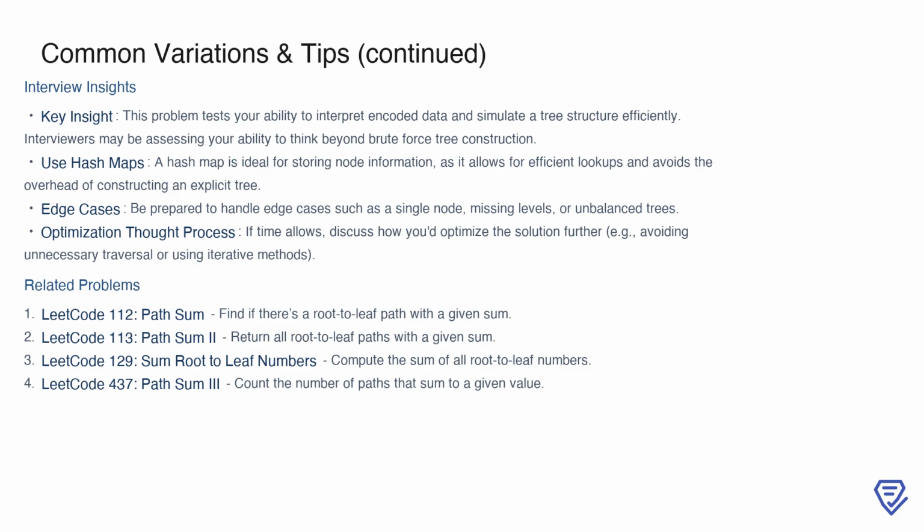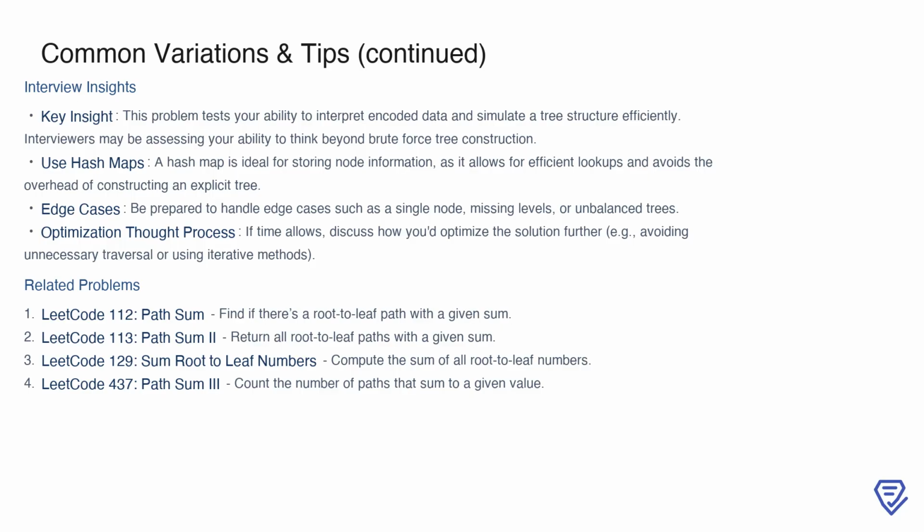This problem is designed to test a range of skills, including your ability to interpret encoded data and efficiently simulate a tree structure. Rather than relying on brute force methods like full tree construction, interviewers are often looking for solutions that demonstrate a deeper understanding of optimization. Using a hash map is an excellent strategy here, as it allows for fast lookups to store and retrieve node information without needing to explicitly build the tree.